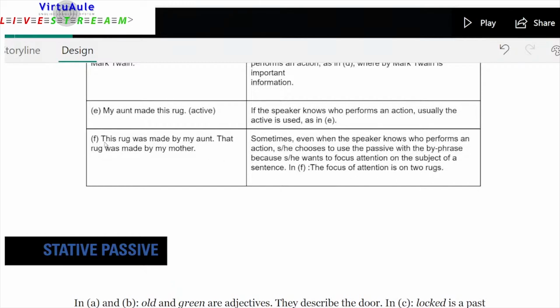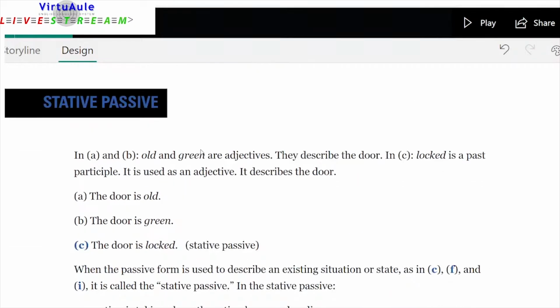Okay, this is one of the reasons why we use the passive. We are talking about the rug. The rug is blue, the rug is black, the rug is that, this one, that, there's that. And we want to keep the rug as the subject. We don't want to introduce my aunt made the rug because it's just the flow of the sentence. You want to use the rug as the subject.